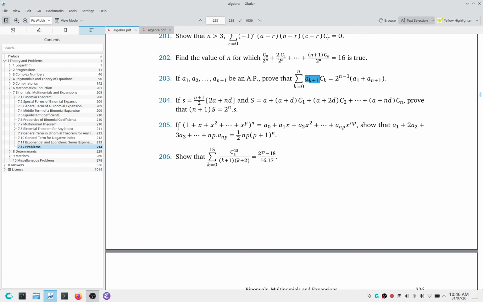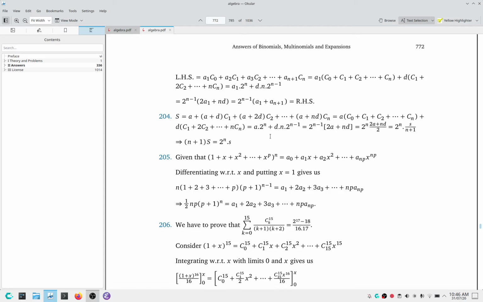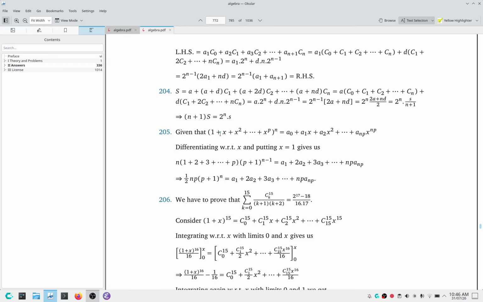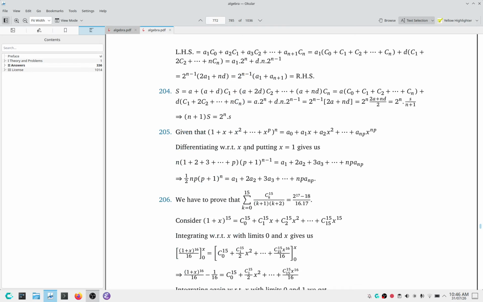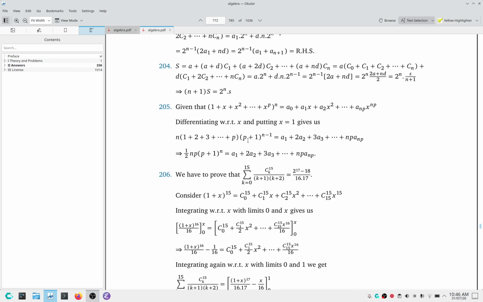Question 205 says that if 1 plus x square up to x to the power p, whole to the power n, is equal to a0 plus a1x plus a2x square up to anp x to the power np, show that a1 plus 2a2 plus 3a3 up to np times anp is equal to 1 upon 2 np times p plus 1 to the power n. So we are given this relationship. Okay, we differentiate with respect to x and put x is equal to 1.